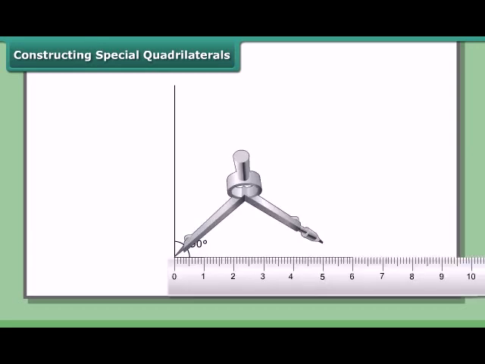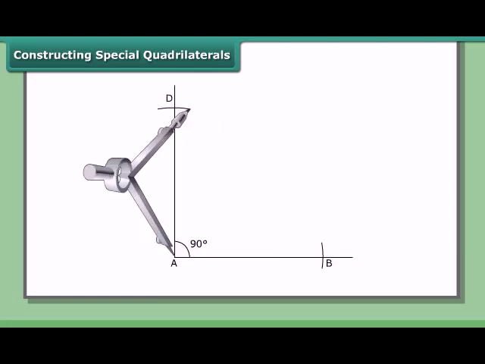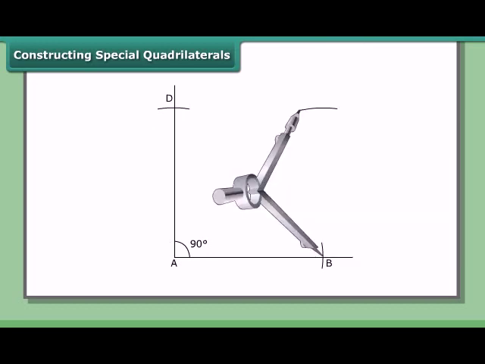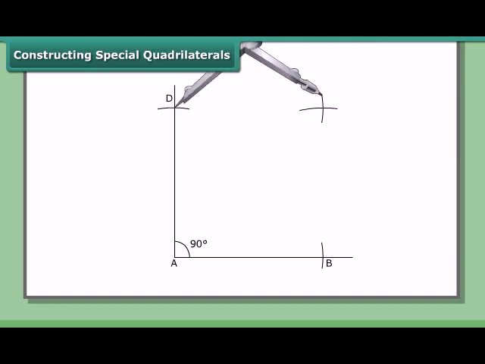Set the compass to 5 cm and cut off sides AB and AD of the square along the arms of the right angle. With B as center and with the same radius, draw an arc. With D as center and with the same radius, draw an arc to cut the arc drawn. Join the point C where the arcs meet to the ends B and D of the sides AB and AD to form the square. ABCD is the required square.